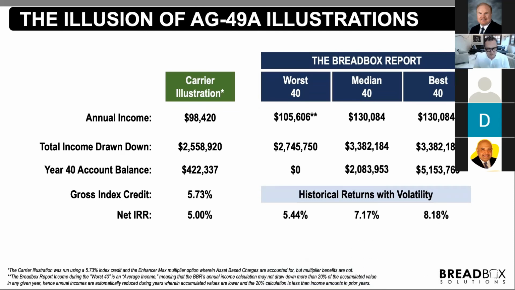And if we look at the IRRs, it's not even close. So we ran the carrier illustration at 5.73%, but as we know, that's the gross index return, right? That's not the IRR. That's the gross index return versus in the Breadbox, we have all that volatility, right? And we're crediting based off of the actual floor and cap in each one of those years.